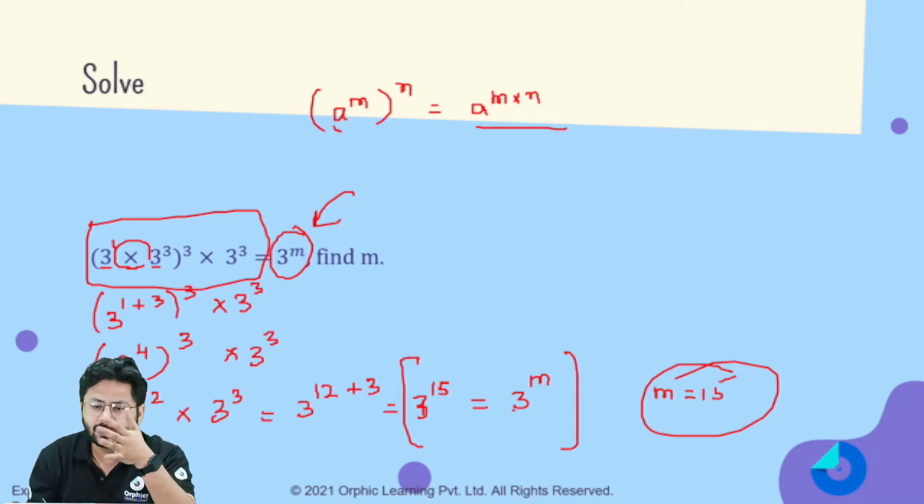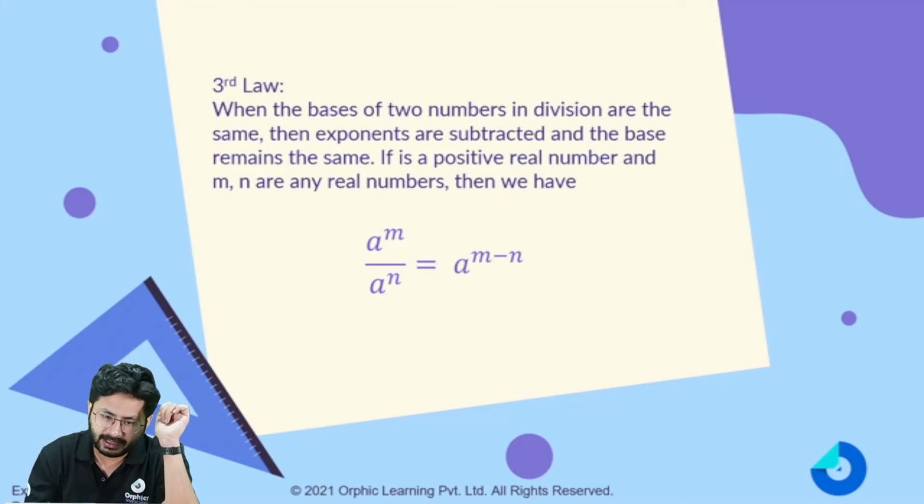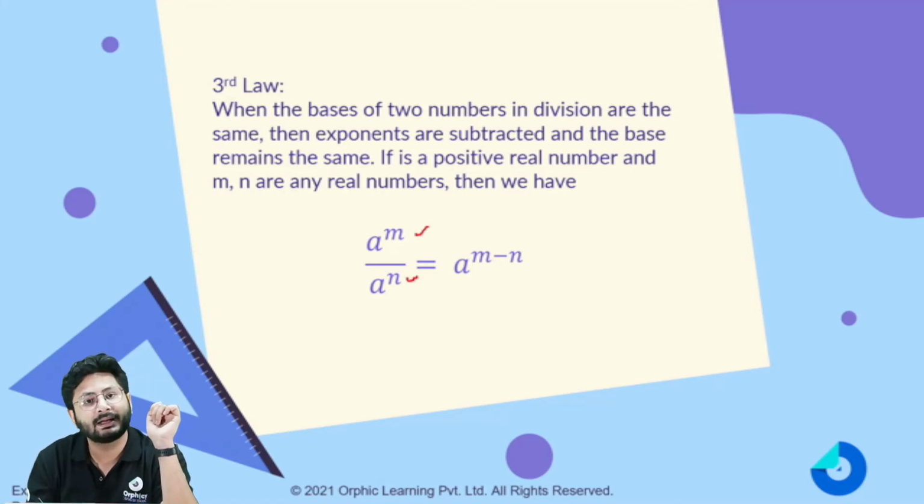Okay, let's move on to the third law of exponents. The third law of exponent is similar to the first law of exponent, where the bases are same and we are dividing two expressions. Okay, so when we were multiplying in the first law, we were adding both the exponents. Divide करेंगे तो हम subtract कर देंगे. So a to the power m divided by a to the power n should be equal to a to the power m minus n.